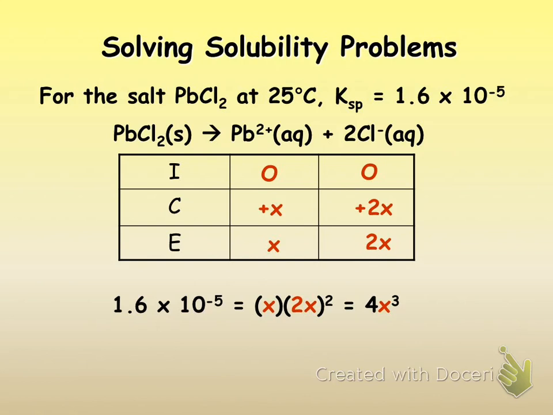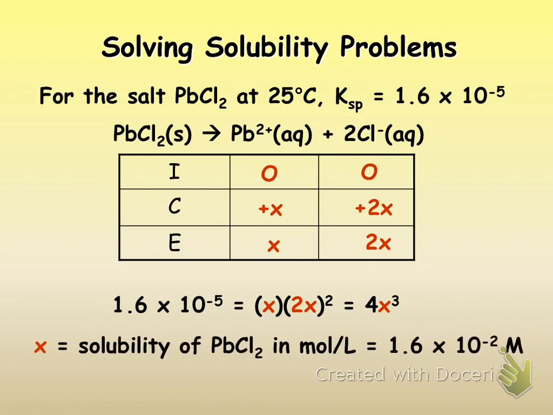We can do the math here, divide by 4, take the cubed root of this problem, and the solubility of lead chloride in moles per liter is 1.6 times 10 to the negative 12th.